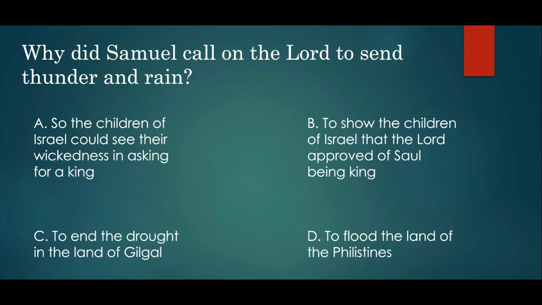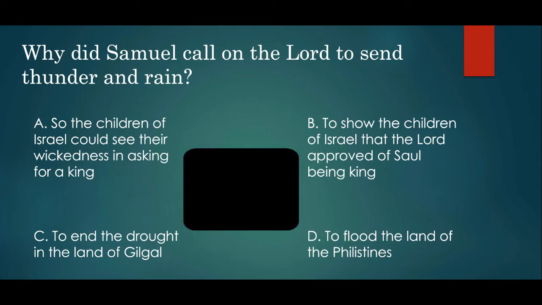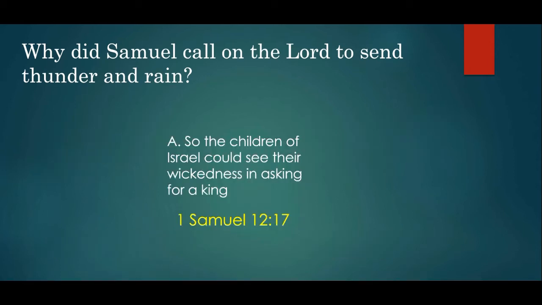Why did Samuel call on the Lord to send thunder and rain? A. So the children of Israel could see their wickedness in asking for a king, B. to show the children of Israel that the Lord approved of Saul being king, C. to end the drought in the land of Gilgal, D. to flood the land of the Philistines. The correct answer is A. So the children of Israel could see their wickedness in asking for a king.